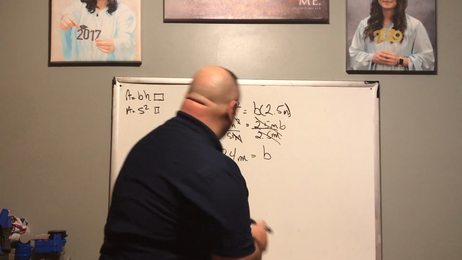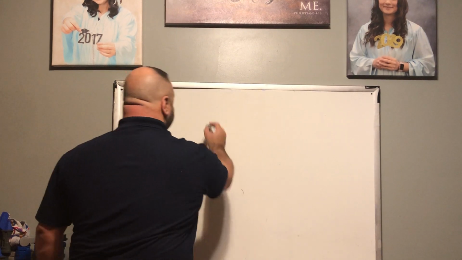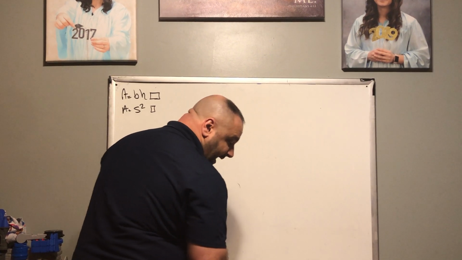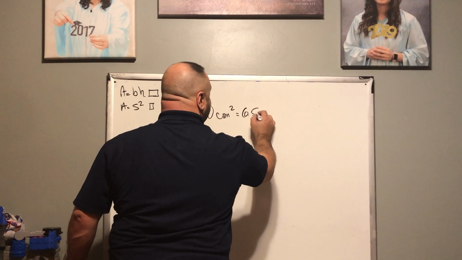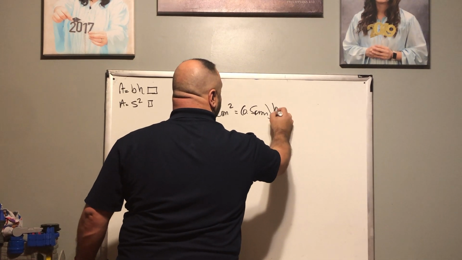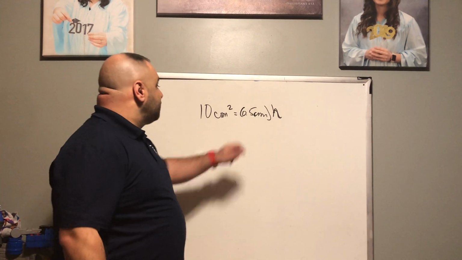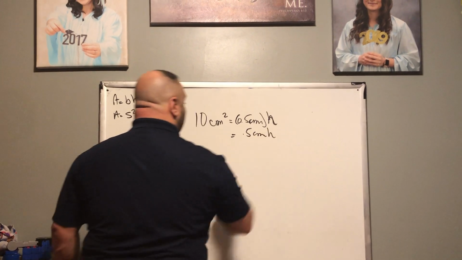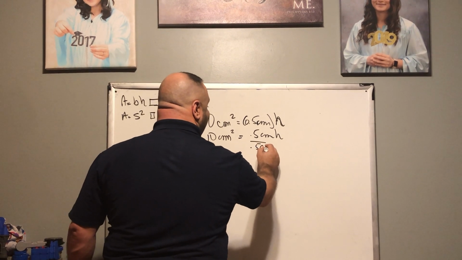So let's look at number 9. Number 9, we have area is 10 centimeters squared is equal to, again, looking for the height. So we have 0.5 centimeters, and we're looking for the height. If you write altitude, if you write A for H, they are interchangeable, okay? So simply, we're going to multiply here. So we have 0.5 centimeters is our height, 10 centimeters squared. We simply want to divide both sides by 0.5 centimeters.